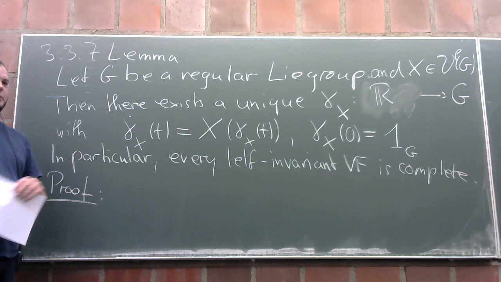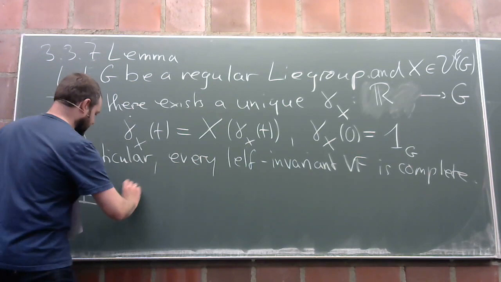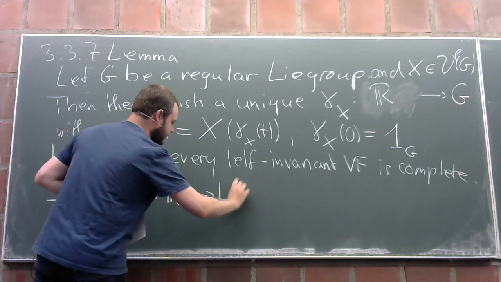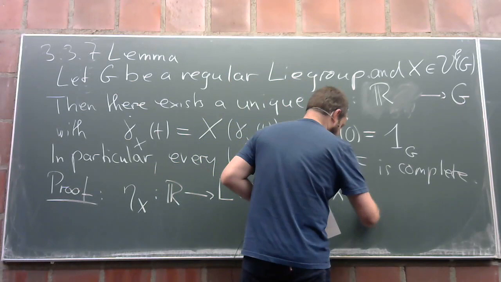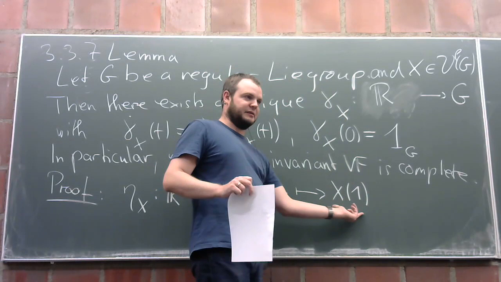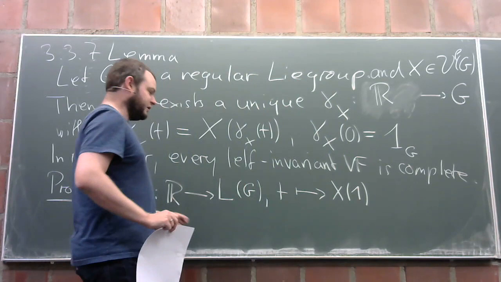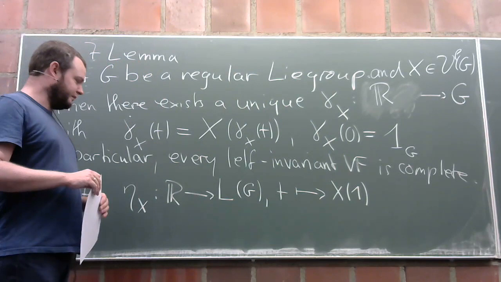First of all, we can define the curve eta of x from the reals with values in the Lie algebra, and we take the constant curve sending t to x of 1. So we start with a left-invariant vector field x, and this is uniquely defined by this. Obviously, this is a smooth curve because it's constant. Great, so we can solve differential equations.